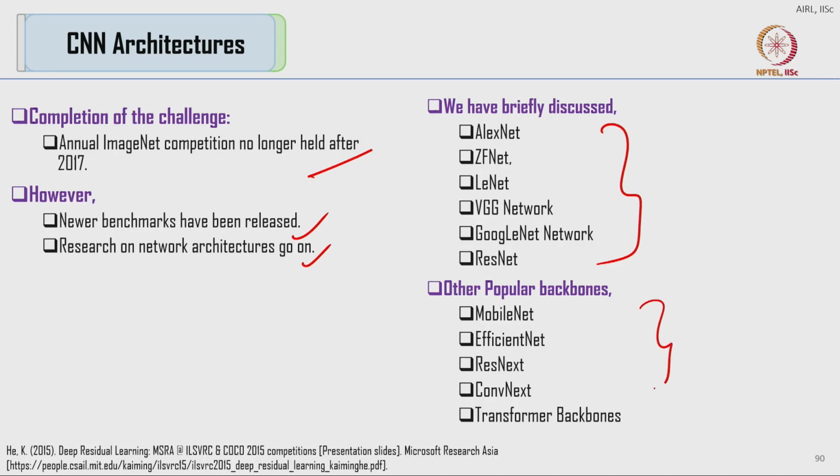There are also other popular backbones. For example, MobileNet and EfficientNet are essentially meant to make the model perform better but at a much lesser complexity, right? There are newer variants like ResNet and ConvNet. There are transformer backbones, which are not CNN backbones, but these are popular backbones that we will see. The other backbones are also there, and it is recommended to read about these backbones also. The best source is the paper, right?